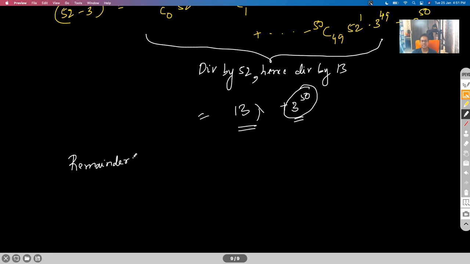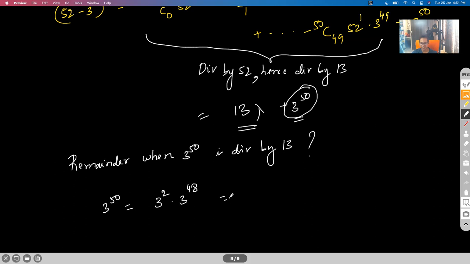So the problem boils down to finding: what is the remainder when 3 to the power 50 is divided by 13? Okay, let's find it out. Now here the things will be slightly on the easier side. The reason being, you can write 3 to the power 3 as 27, which is 2 into 13 plus 1. Now see what I'm going to do. I'm going to break this 3 to the power 50 like 3 to the power 2 into 3 to the power 48. 3 to the power 2 is 9, and this 48 I will write as 3 into 16, something like this. Now this 27 term is nothing but 26 plus 1.